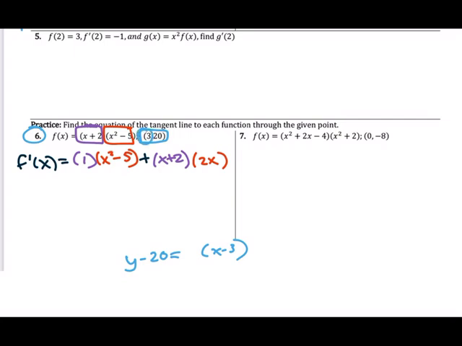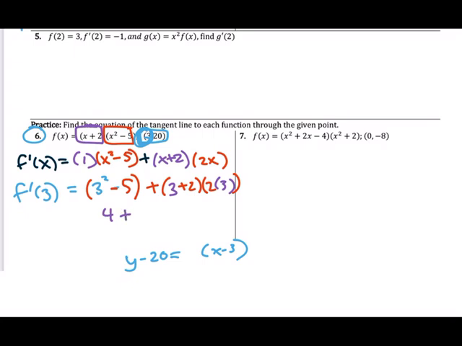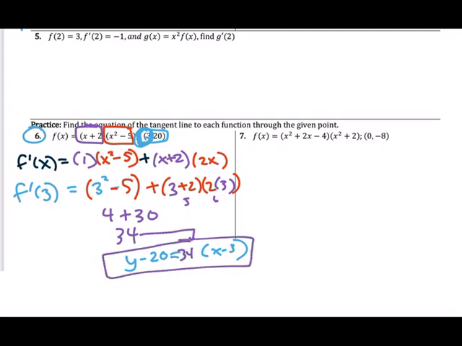And now I don't need to simplify this at all, I only care about this function when x is the x value in this ordered pair. So I actually want to figure out what f prime of 3 is. So I'm going to plug 3 in anywhere that there's an x, and then I'm going to simplify. 3 squared is 9, minus 5 is 4, 3 plus 2 is 5, times 6 is 30. So this slope is going to be 34, and that's going to go in the slope spot of point slope form right there.